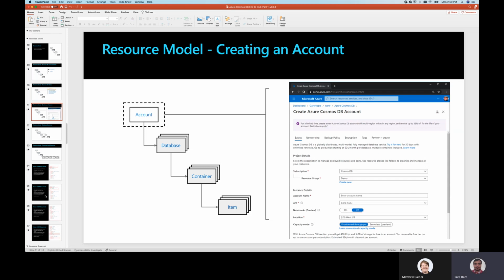So this is how the screen looks in Cosmos DB. As you can see, underneath your tenant, for example, since I work for Microsoft, Microsoft is my tenant. Underneath Microsoft, I could be part of a subscription. And underneath the subscription, the project I am working on would correspond to a resource group. Underneath the resource group, you create a Cosmos DB with an account name. And let's say I chose the Core SQL API as shown here.